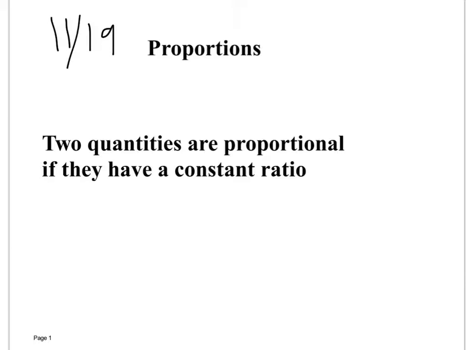The first one is just proportions. Two quantities are proportional if they have a constant ratio. So what you do is they'll give you a couple ratios and you'll compare them to see if they're the same. If they're the same ratio, if they're constant, then it's proportional. If not, it's no.